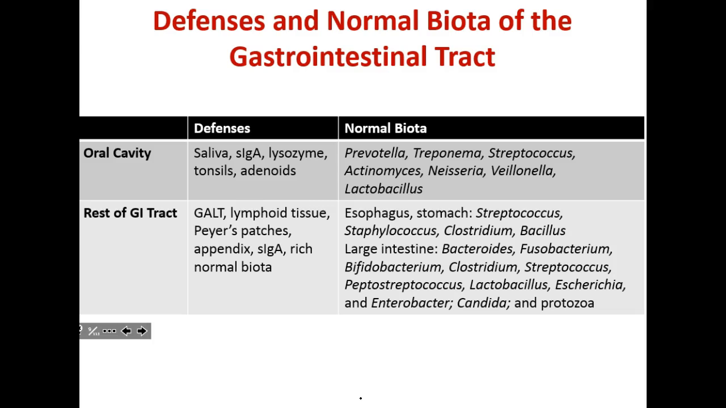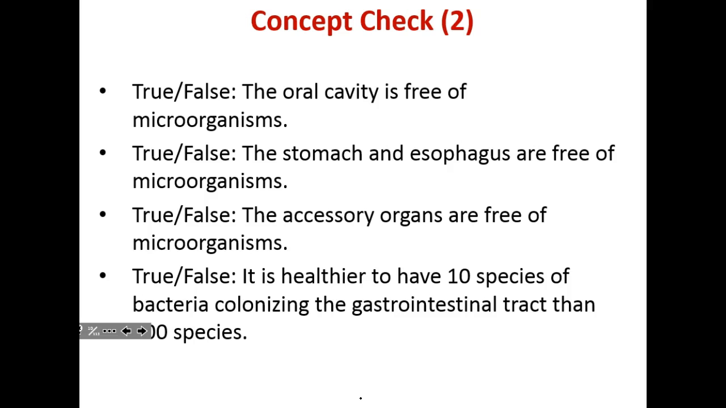In the large intestine, Bacteroides, Fusobacterium, Bifidobacterium, Clostridium, Streptococcus, Peptostreptococcus, Lactobacillus, Escherichia, and Enterobacter, Candida, and protozoa. Candida is a what kind of infection? Yeast.